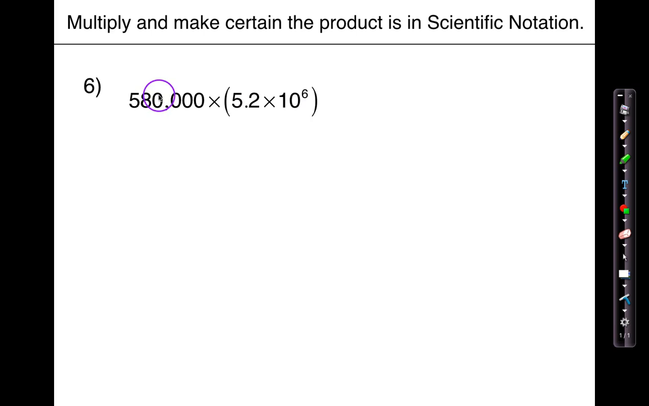Okay, so hopefully you rewrote this number in scientific notation. The decimal needs to go here, so hopefully you wrote 5.8 times 10 to the, starting at the decimal, I'm going to count 1, 2, 3, 4, 5, so that's 10 to the fifth power, and then this number is going to stay exactly the same.